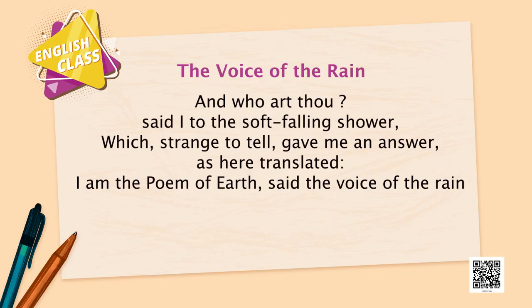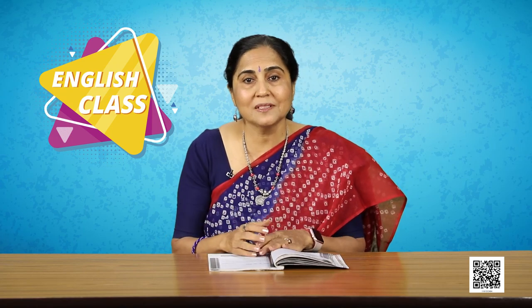The rain tells the poet that it is the poem of the earth and has risen continuously from the land and the bottomless ocean in the form of vapors. So the rain is telling that I rise from the earth itself. I belong to the earth. I rise from the bottomless ocean, from the sea, and also from the earth in the form of vapors.